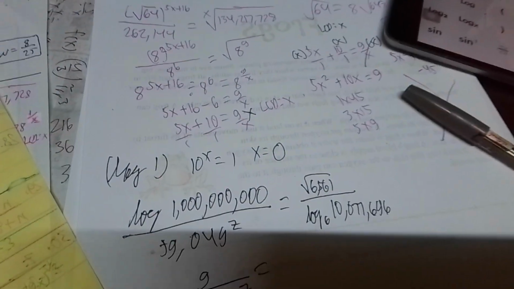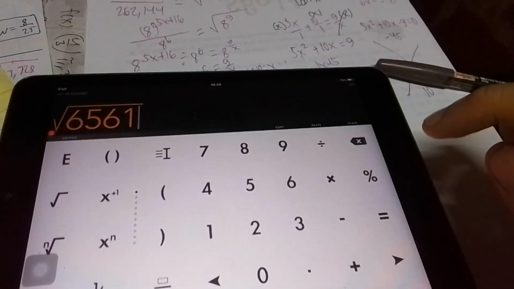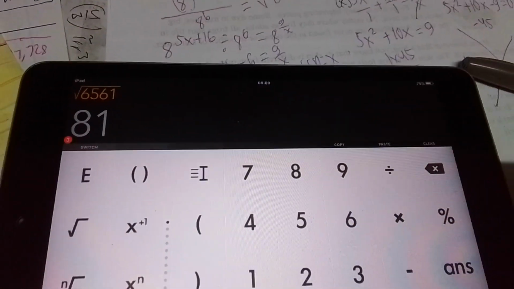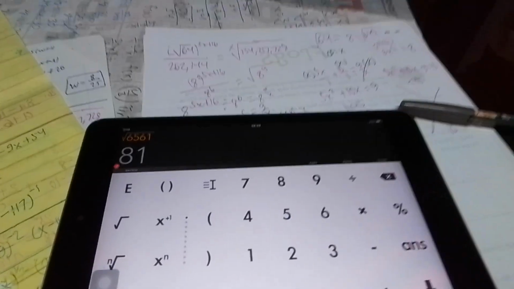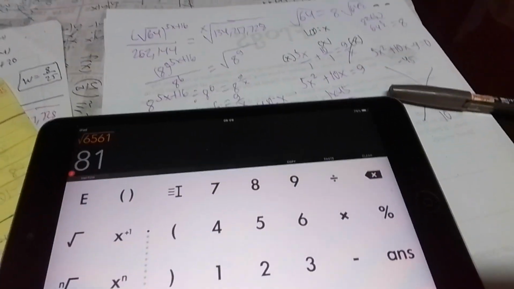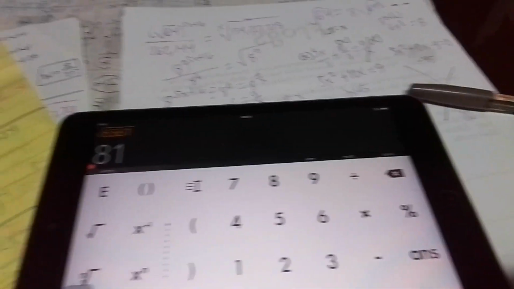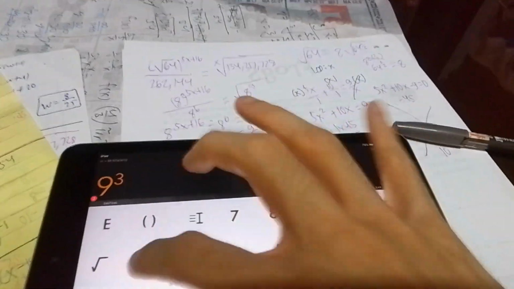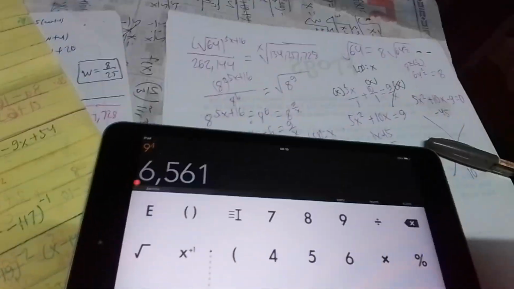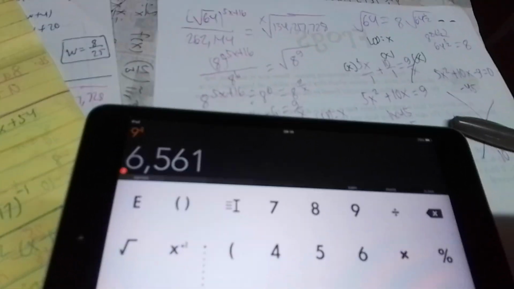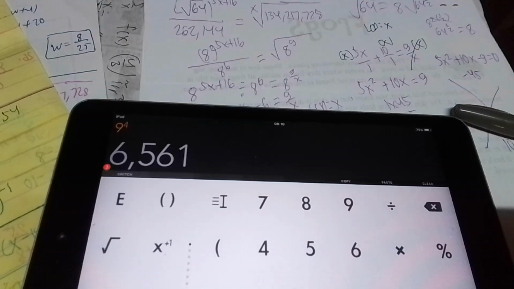Let's see. First, let's do this in the calculator to make it easier. So 6,561 is equivalent to 81 times 81. Right? Or 9 squared times 9 squared, or 9 raised to the 4th power. So remember, that's 9 raised to the 4th power. Taken by a square root, that's the same as 9 raised to the 4th power, which is raised by the 1/2 power. 4 divided by 2, that's 9 squared. Right? That's 81.